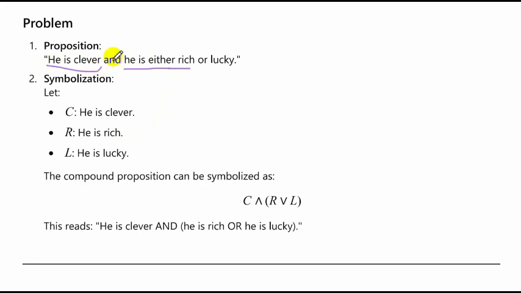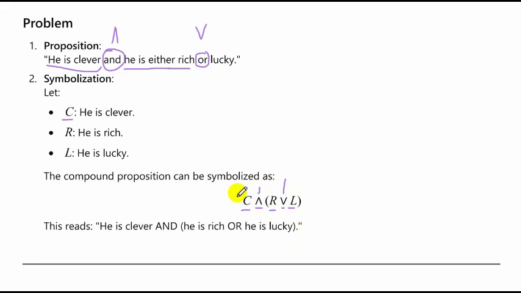So how do we break it up? We break it up based on the connectives, and and or. And is represented by this symbol, or is represented by this symbol. We use capital letters for all propositions. So C represents he is clever, R represents he is rich, L represents he is lucky. The compound proposition can be symbolized as: he is clever and he is either rich or lucky. So this is or, this is and. This is how we construct it.